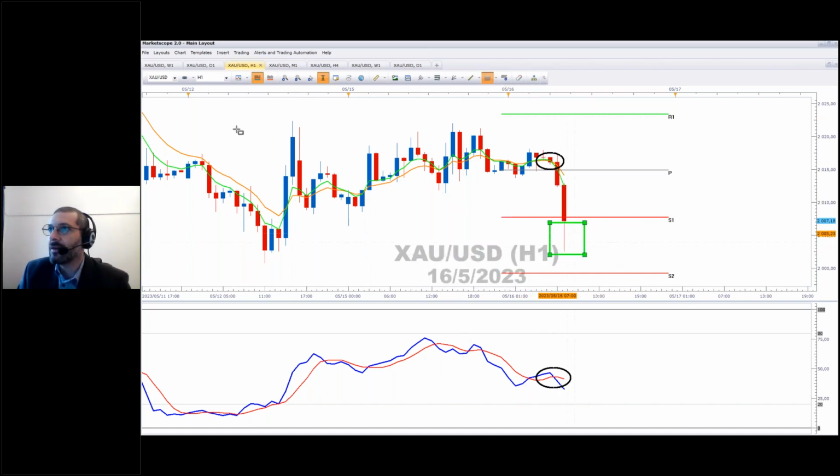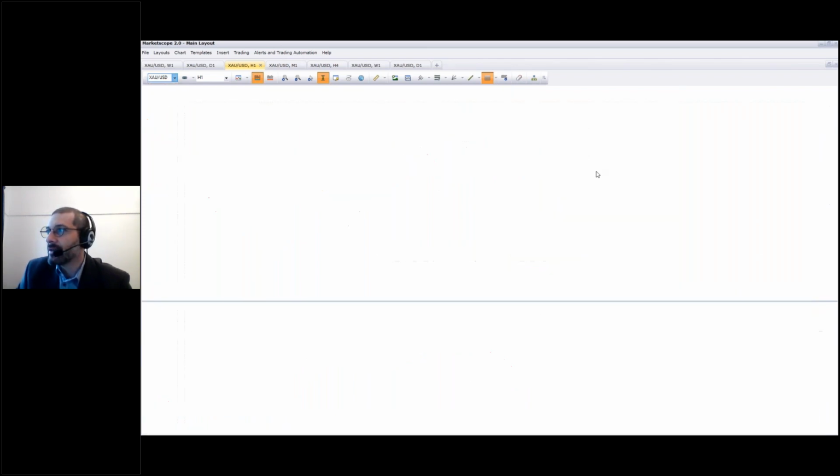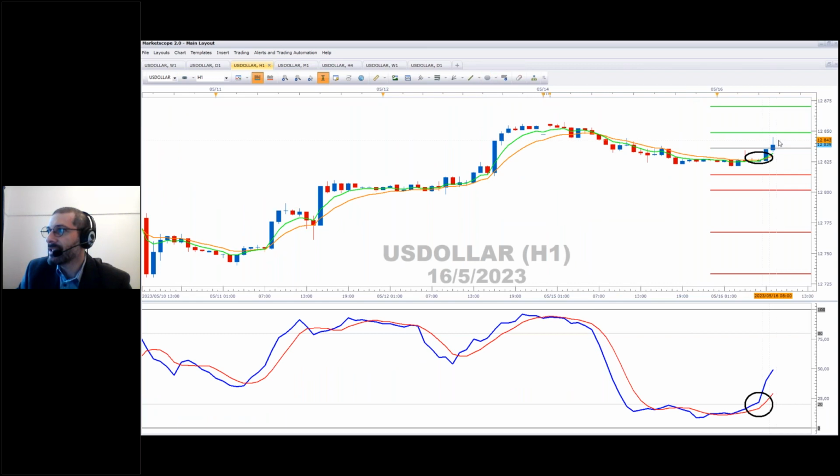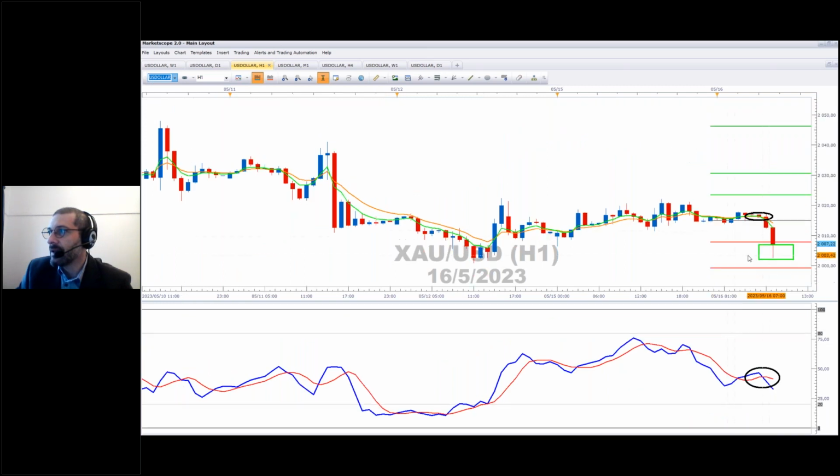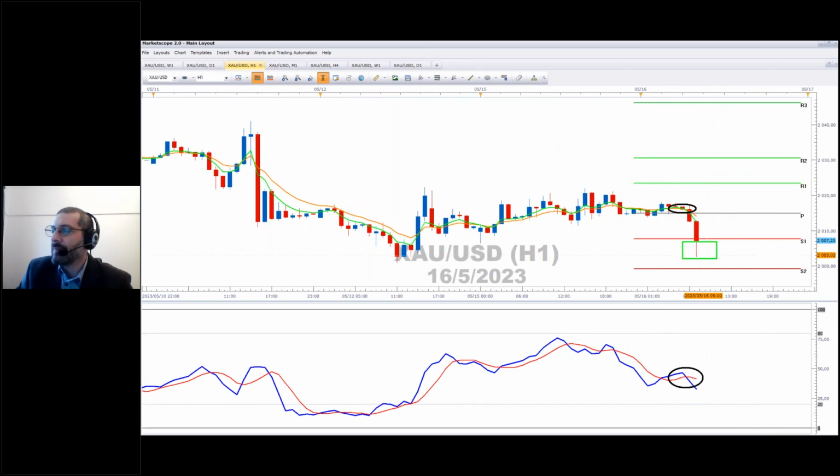Okay, some support coming in for gold. Why is there support coming in for gold? Because there's resistance coming in for the dollar. So if that resistance gives in the dollar, then I think the support gives in the gold price. Okay, I'm just going back to gold. So very, very interesting there.